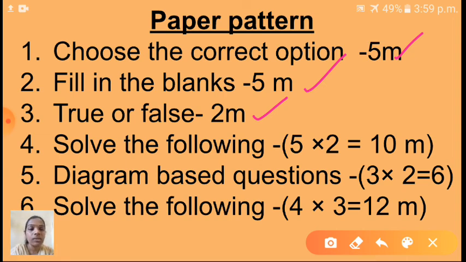Fourth question is solve the following. Here 5 questions are there. Each question carries 2 marks. Okay, total 10 marks. Fifth one is a diagram based question. Here a diagram is also there. Based on the diagram, questions will come. Here 3 questions are there. Each question carries 2 marks. So total 6 marks. Okay, and the sixth question is solve the following. See here children, 4 questions are there. Each question carries 3 marks, total 12 marks.